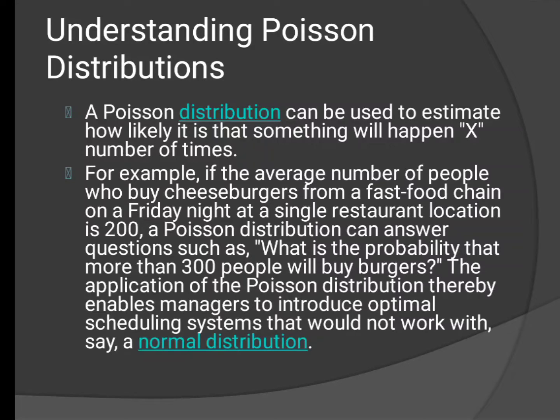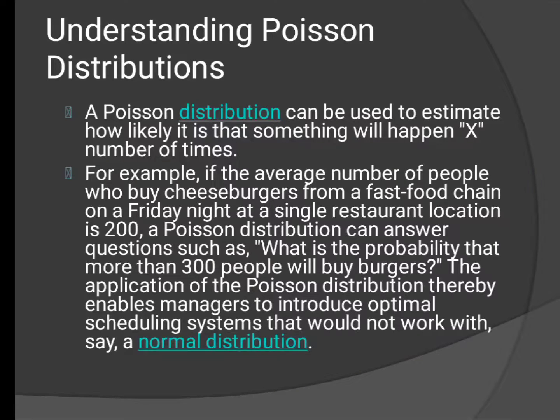Understanding the Poisson distribution. A Poisson distribution can be used to estimate how likely it is that something will happen x number of times. For example, if the average number of people who buy cheeseburgers from a fast food chain on a Friday night at a single restaurant location is 200, a Poisson distribution can answer questions such as what is the probability that more than 300 people will buy burgers.